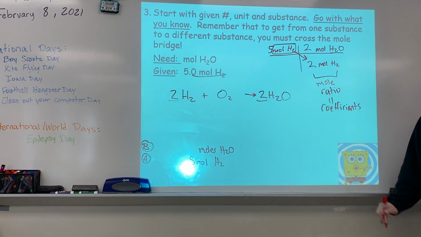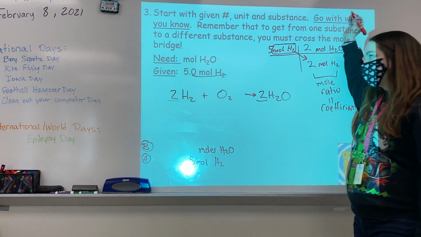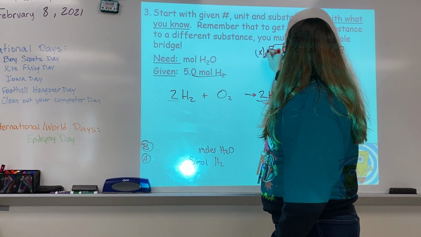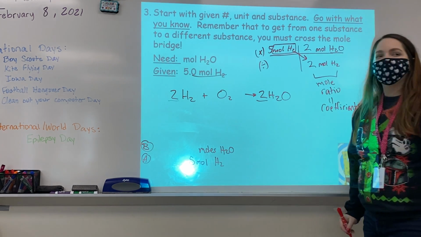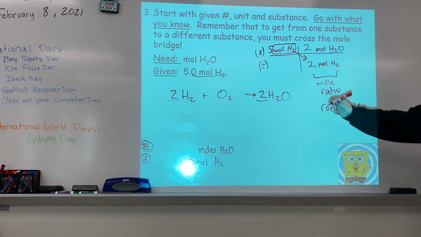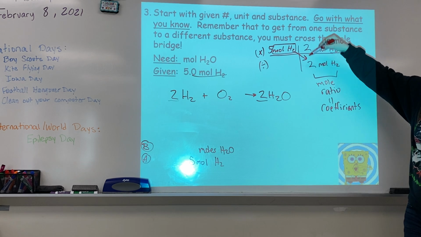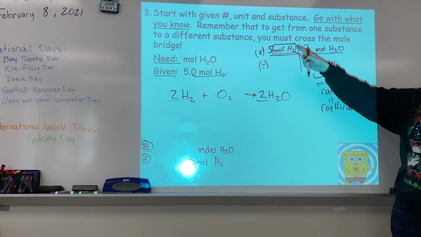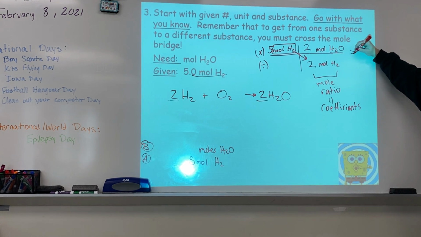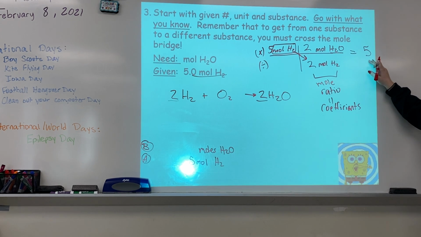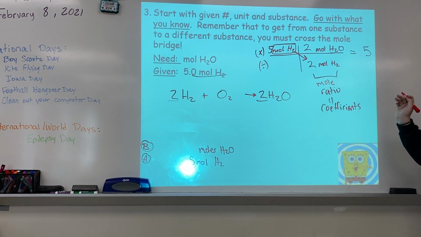Once you have your picket fence method set up, everything on top gets multiplied, everything on the bottom gets divided. So you can do 5 times 2 divided by 2, or you can realize that this can be reduced to 1. So 5 times 1 is 5. And then you need to write your number, your unit, and your substance. Because are you talking about water or are you talking about hydrogen gas?